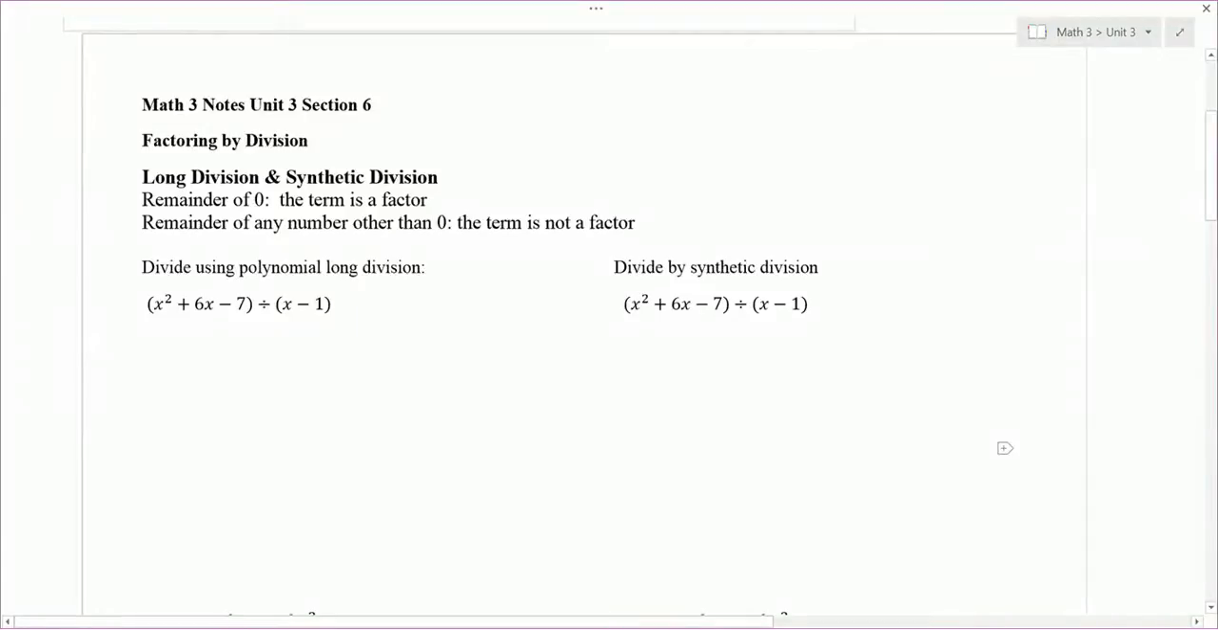This is the Math 3 notes for Unit 3, Section 6. And today we're going to be talking about using division to help us factor.